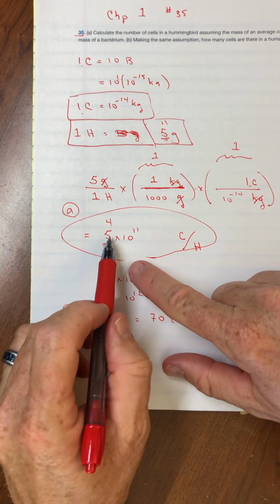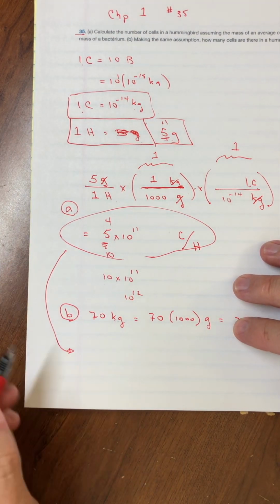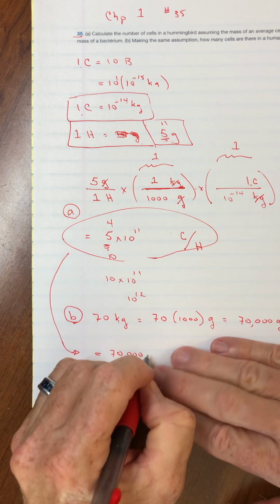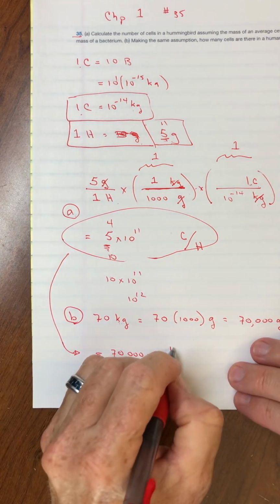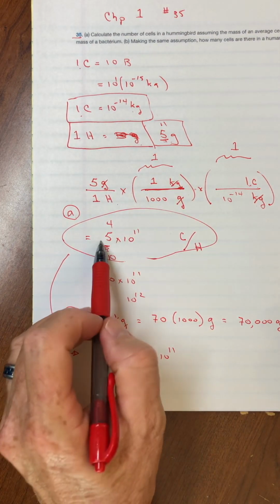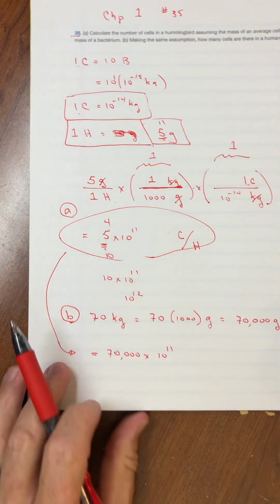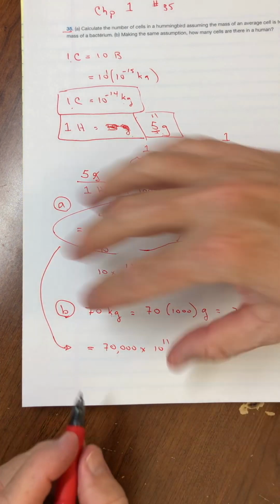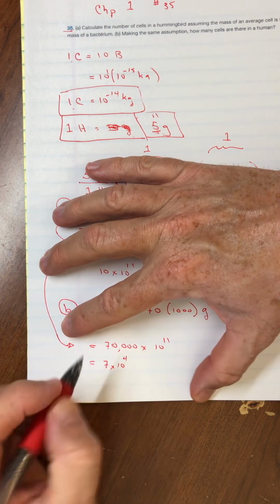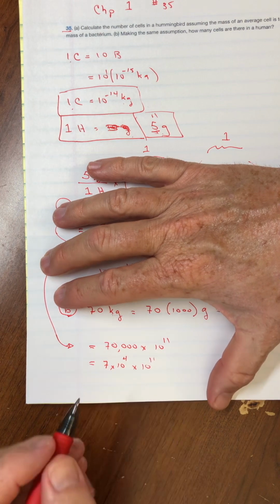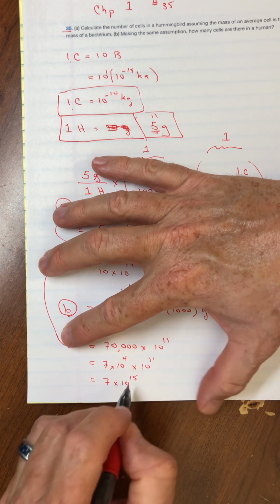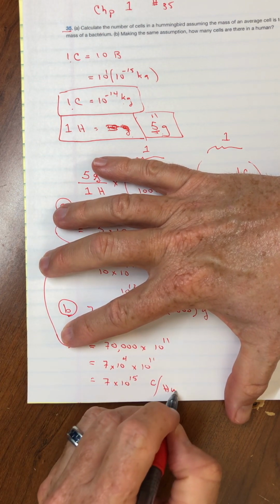And that means I can just do part B by saying the number of cells in the human body then would be 70,000 times 10 to the 11th. So I'm just, again, replacing the 5 grams with 70,000 grams. Now, that's kind of a weird way to write it, so let me do a little better. I could think of this right here as 7 times 10 to the 4, which, of course, also times 10 to the 11th, and then add my exponent, so this becomes 7 times 10 to the 15 cells per human body.